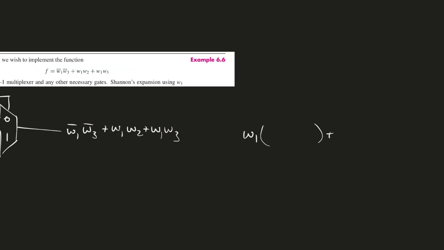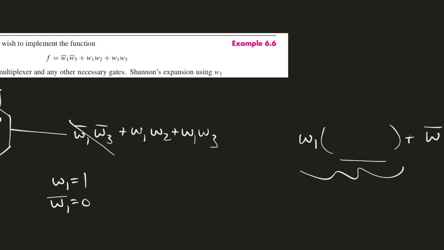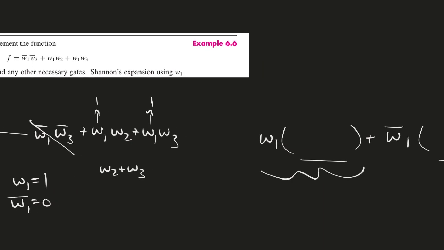So we're going to quickly use Shannon's rule. All right, so we have to find out what values are going to be here. It's going to be some form of this value. So for this portion, we're going to set W1 to be 1 and W1 naught to be 0. So that means this portion of the equation is gone. This is just 1 and this is 1. So it's just W2 plus W3. So that's what we're going to include in here.